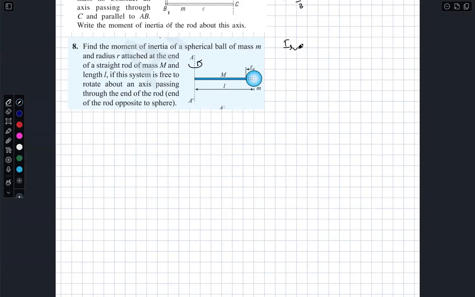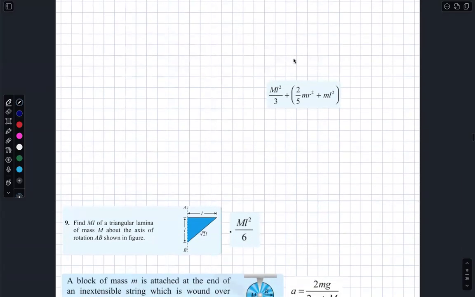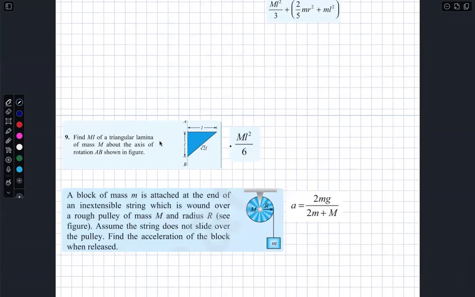See, I rod plus I sphere, which is ML square by 3 plus, for the sphere, first of all, 2 by 5 mr square plus ml square. That's all. Simple question. It's a very simple question actually. This is a very famous model. Famous in the sense, the most repeated question.